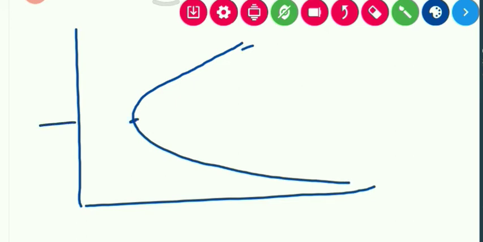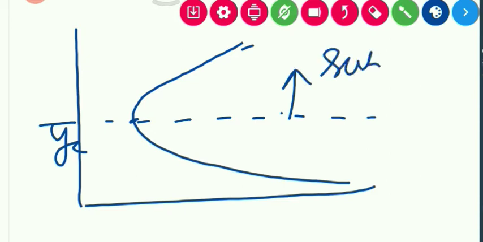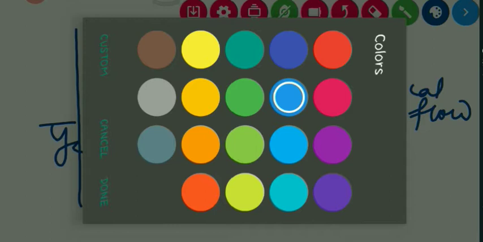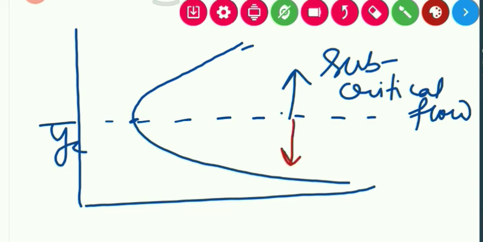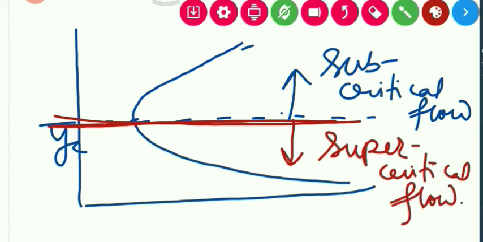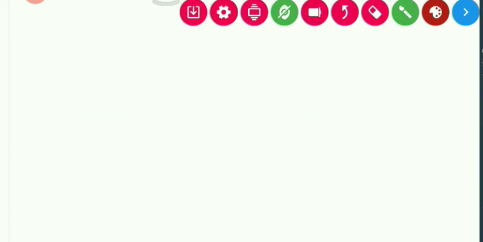In this graph we can see that at this critical depth, the condition of the flow which is above this critical depth is called subcritical flow. And the condition of the flow below this critical depth line is called supercritical flow.